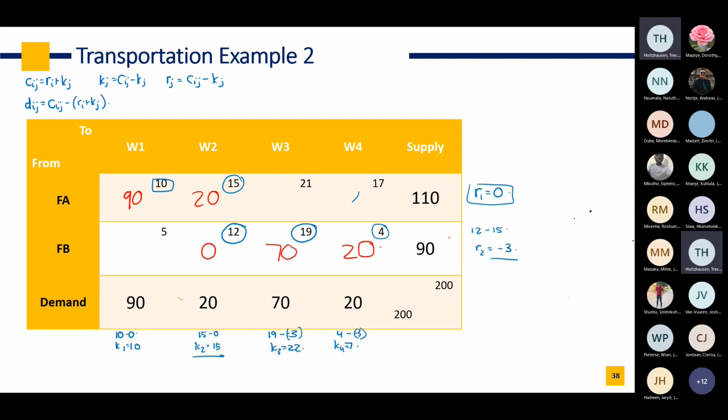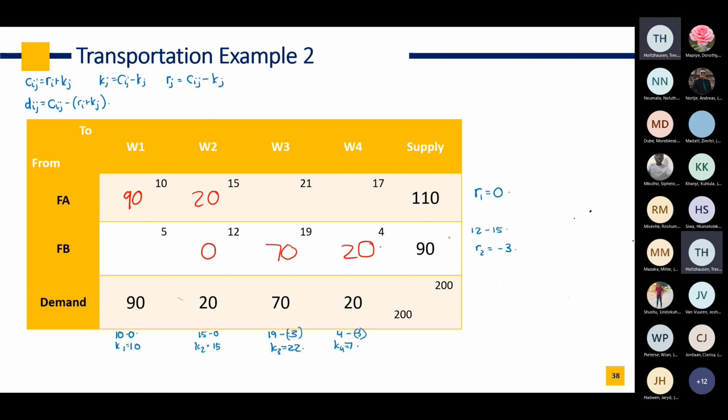We've worked out all our R and Ks. We then work out our differences. So you see, at this moment in time, once at this round, it becomes a lot easier and a little bit repetitive to practice. So now we work out all our differences.